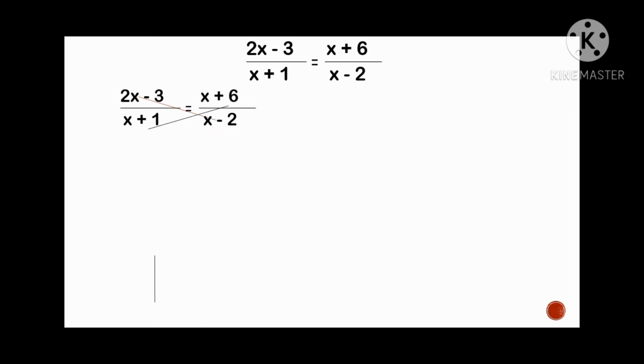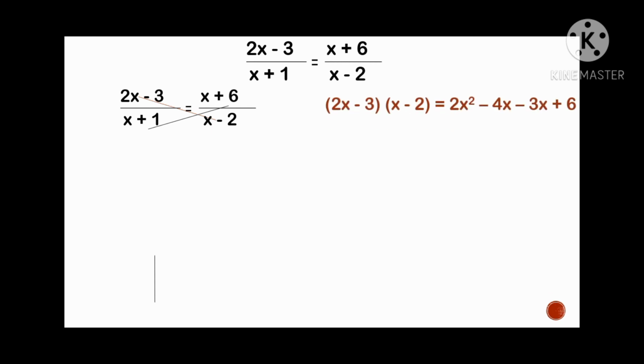And for our last example for today's topic, we have the equation 2x minus 3 over x plus 1 equals x plus 6 over x minus 2. So, ang gagawin nyo naman pag ganito ang given is cross multiply. Get the cross product of the extremes and the means.